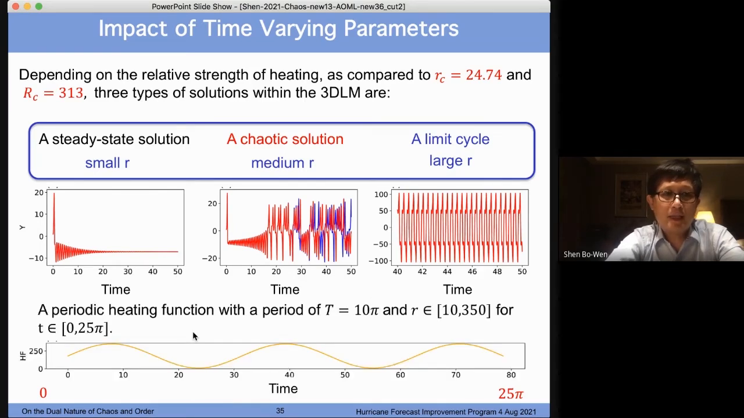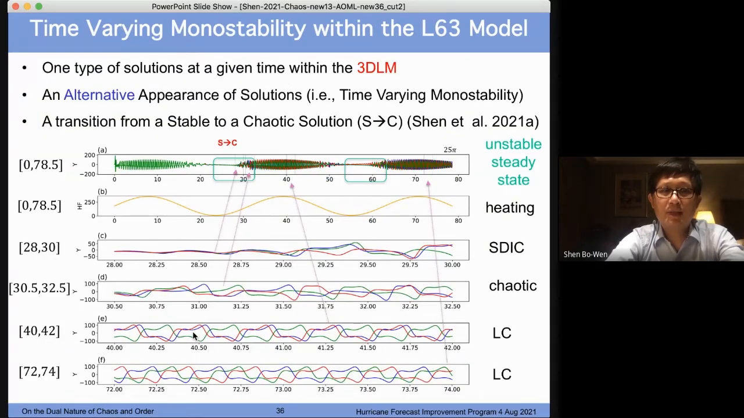Now, if we consider periodic forces as shown here, horizontal represents time, vertical represents the strength of heating. Using these periodic forces, we may expect steady-state solutions to appear during this time interval, chaotic solutions during this time interval, and at a large R, we expect limit cycle solutions. Since the heating function is periodic with time, we may expect these solutions to appear alternately, leading to the so-called time-varying multistabilities.